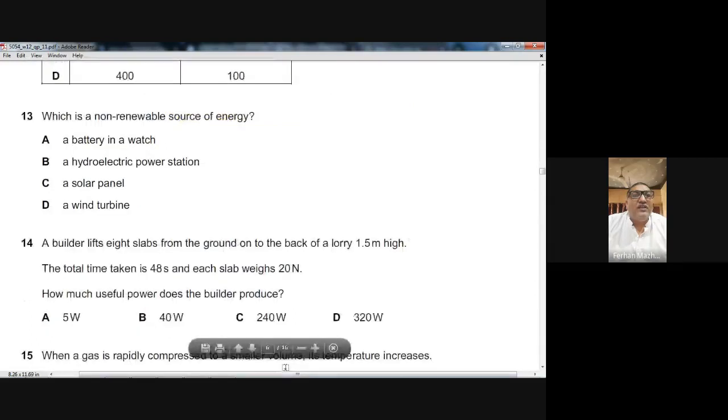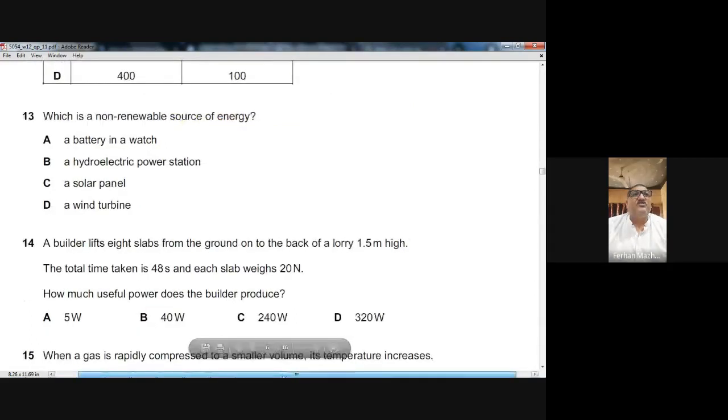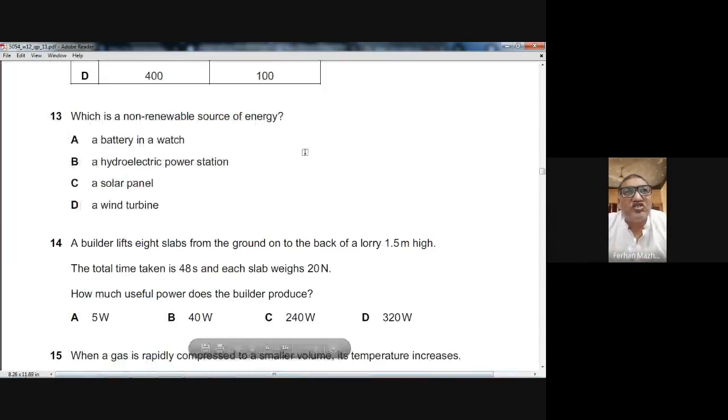Now we are going to the next part, which is a non-renewable source of energy. A battery in a watch, that is a non-renewable energy source. Hydroelectric power station, that's renewable. A solar panel is renewable, and a wind turbine is renewable. So which is a non-renewable energy source? A is the answer.